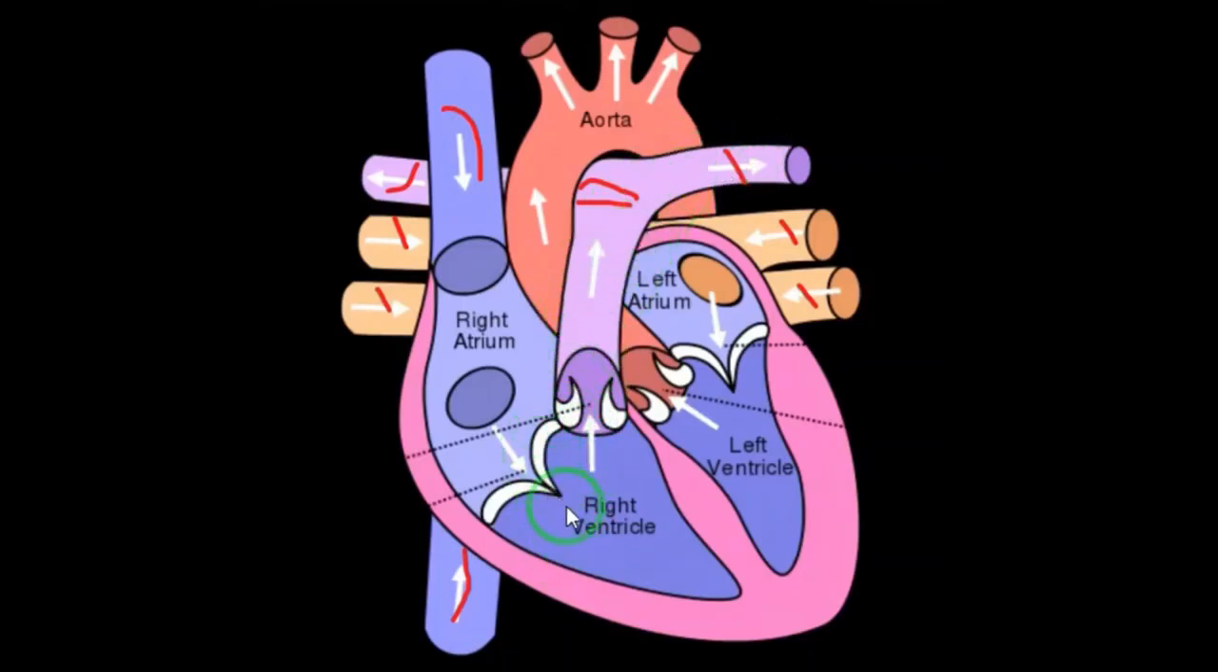Then the left ventricle gives rise to the aorta. This region is the aorta. So this left ventricle gives rise to the aorta, which carries oxygenated blood to the different parts of the body. So in this way the heart is working.